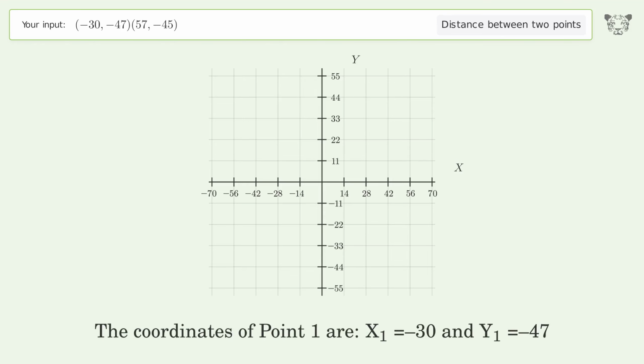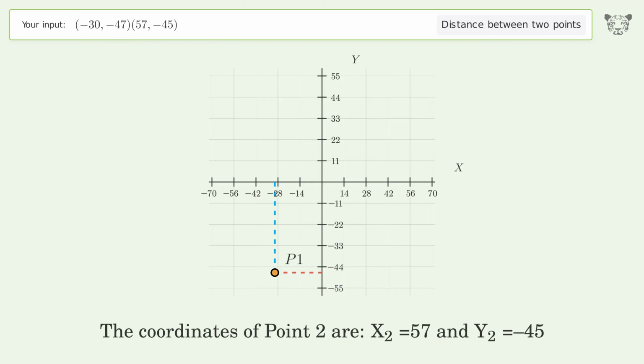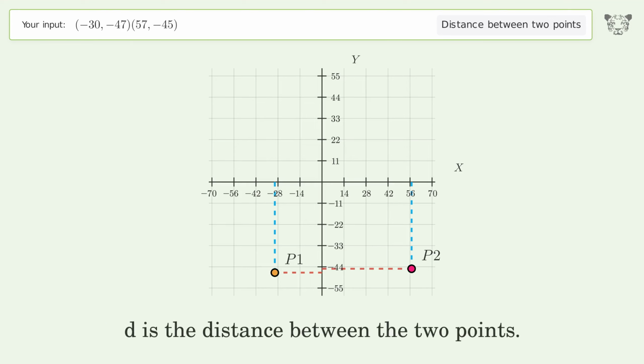The coordinates of point 1 are x1 equals -30 and y1 equals -47. The coordinates of point 2 are x2 equals 57 and y2 equals -45. D is the distance between the 2 points.